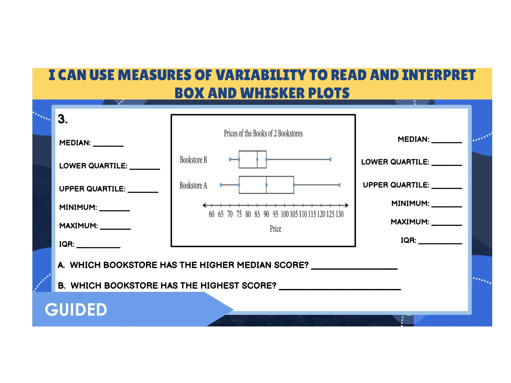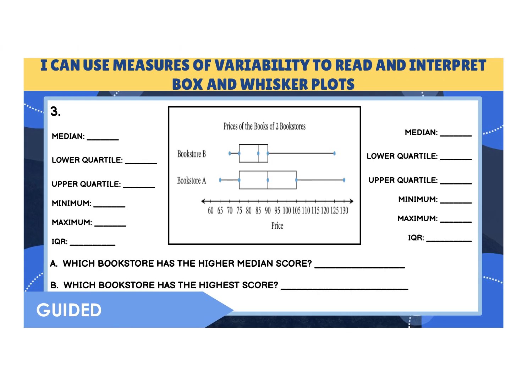All right, so now we have 2 on the same, and we want to answer some questions based on it. So bookstore B will be this one over here. Our median's right there. If we travel it down, it's going to be 85. Our lower quartile, we know, is going to be 75. Our upper quartile is going to be 90. I'm looking right here. If we bring it down, it's about 90. Our minimum, which is right here, if we bring it down, it's going to be 70.